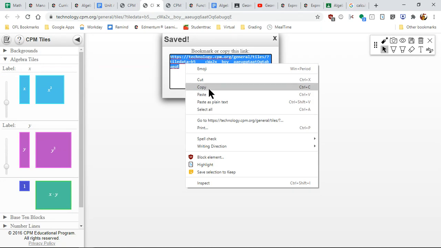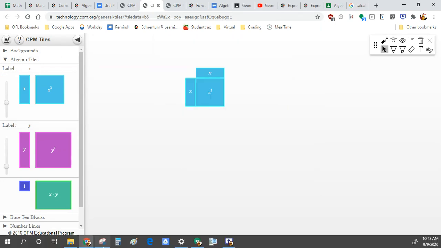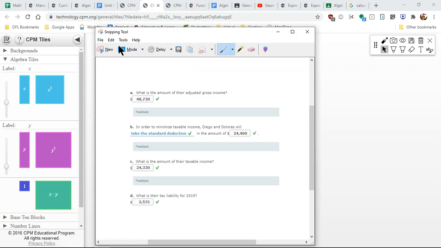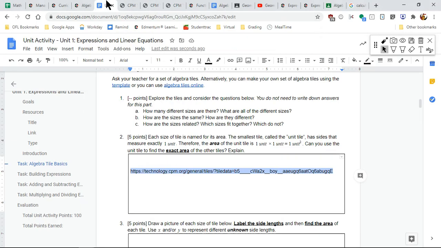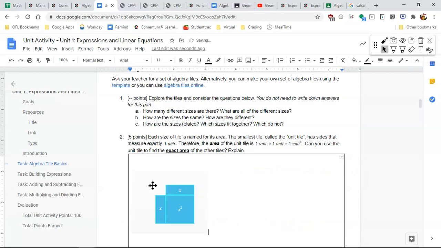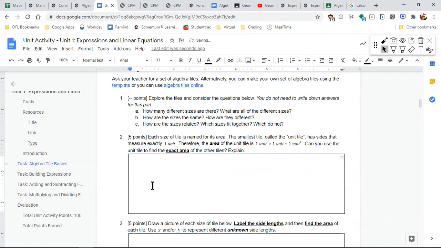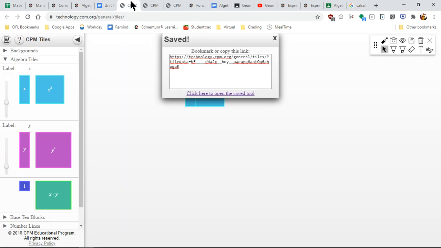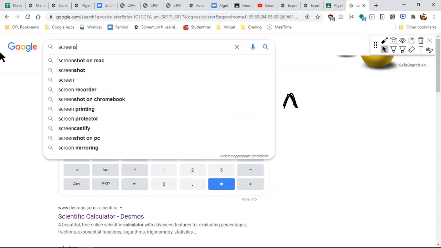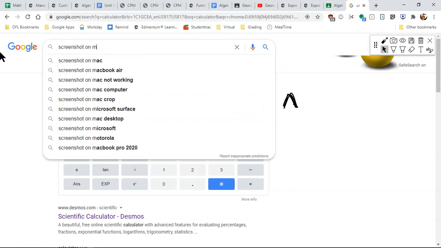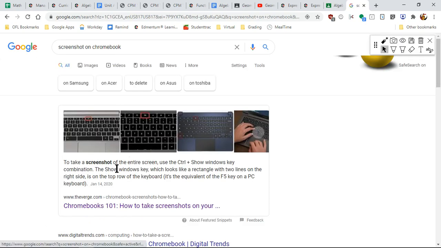Just don't forget to right click and copy. I use a snippet tool to copy and paste, but if you guys don't have access to that, this makes my little picture. You can put a little picture like that too. Or if you're on a Chromebook, screenshot on Chrome. I'll show Mac too. Screenshot on Chromebook. If you're on a Chromebook, what you're going to do is you're just going to push.